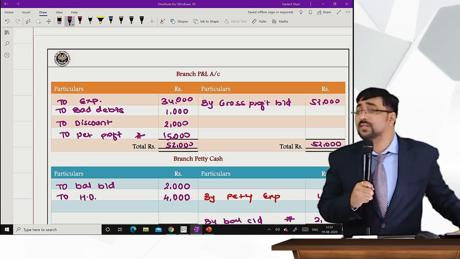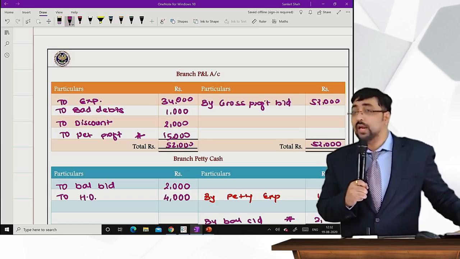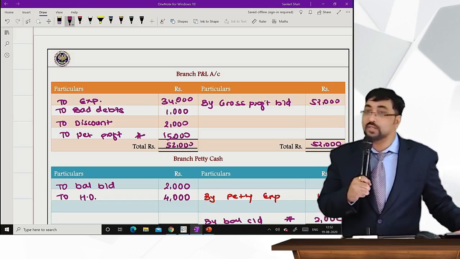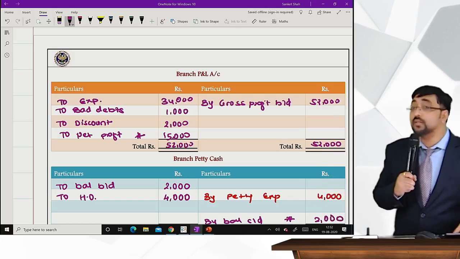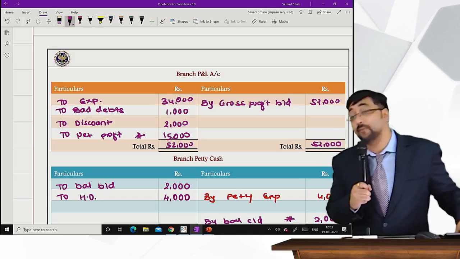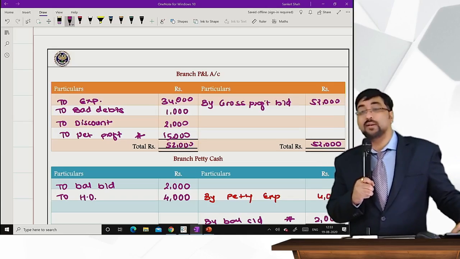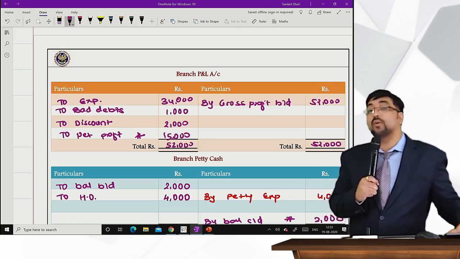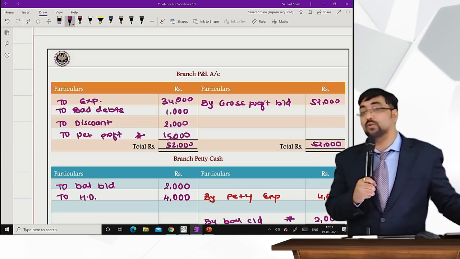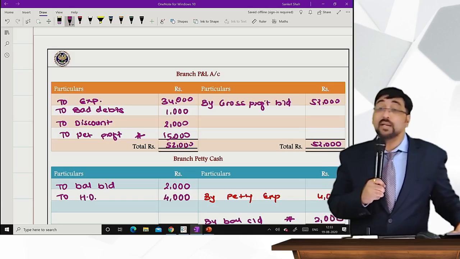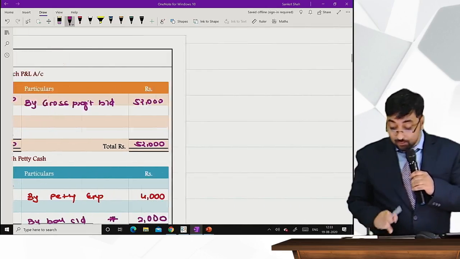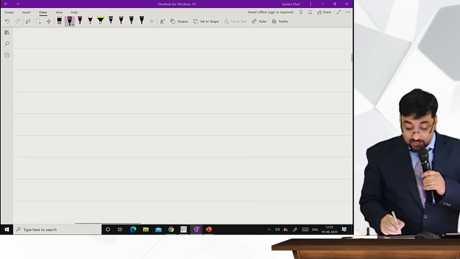So friends, this is at cost, in which we solved the same problem using the debtors method and the stock and debtors method. For the debtors method we think from the angle of HO, and for the stock and debtors method we think from the angle of the branch, and finally you are getting the same net profit, that is rupees 15,000. Now what is exactly the difference? If I want to tell you the difference, it's very easy.